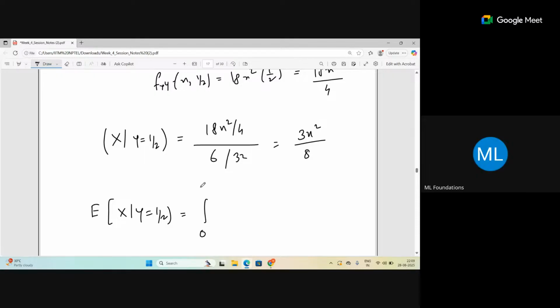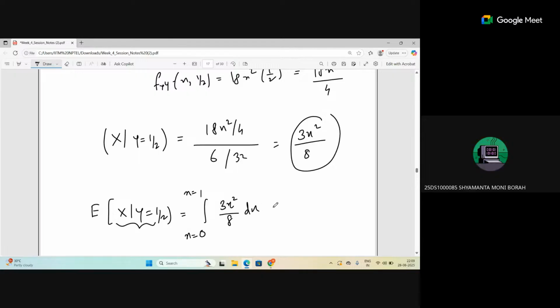X from 0 to 1, right? It is x equal to 0, x equal to 1, and of which distribution? This conditional distribution, that means this distribution, that is 3, sorry, it is 3x square. So by, it will be 24x square, right, sir?